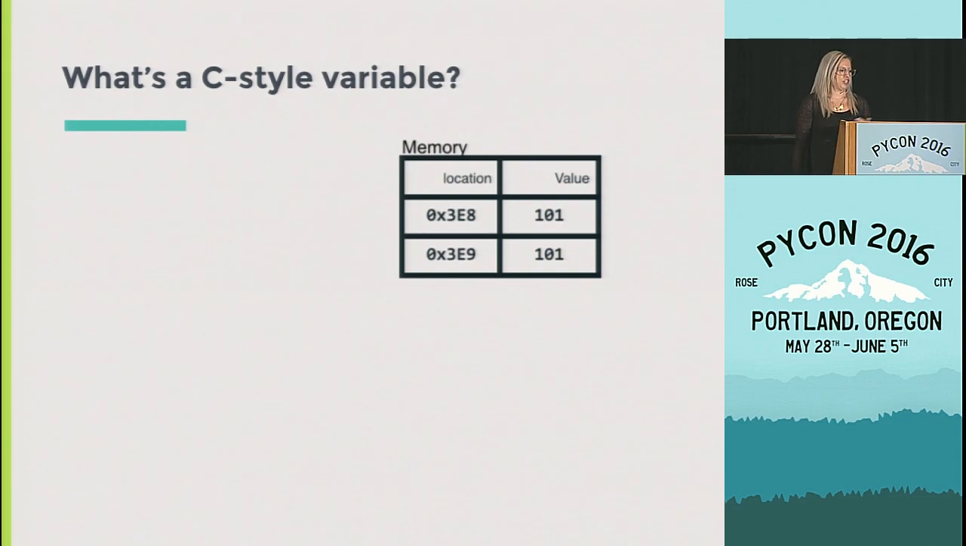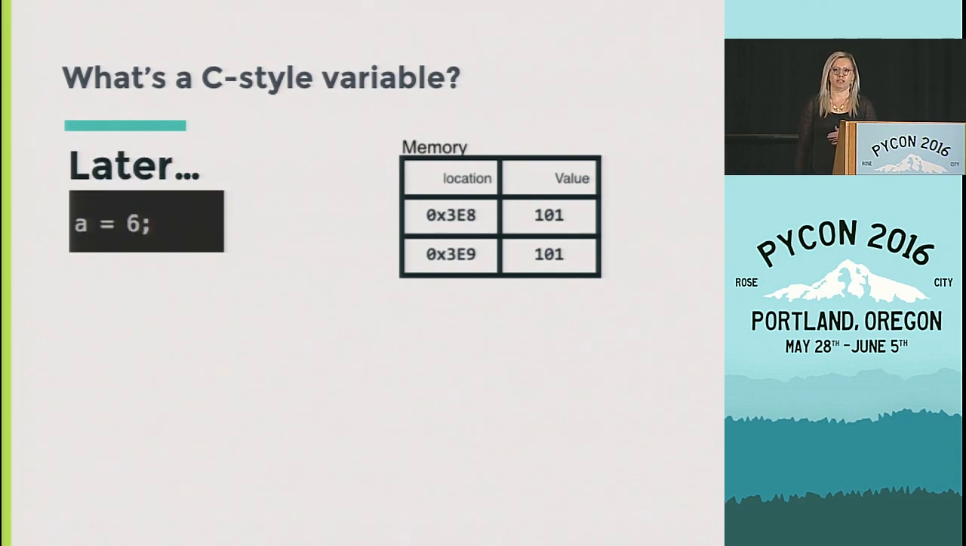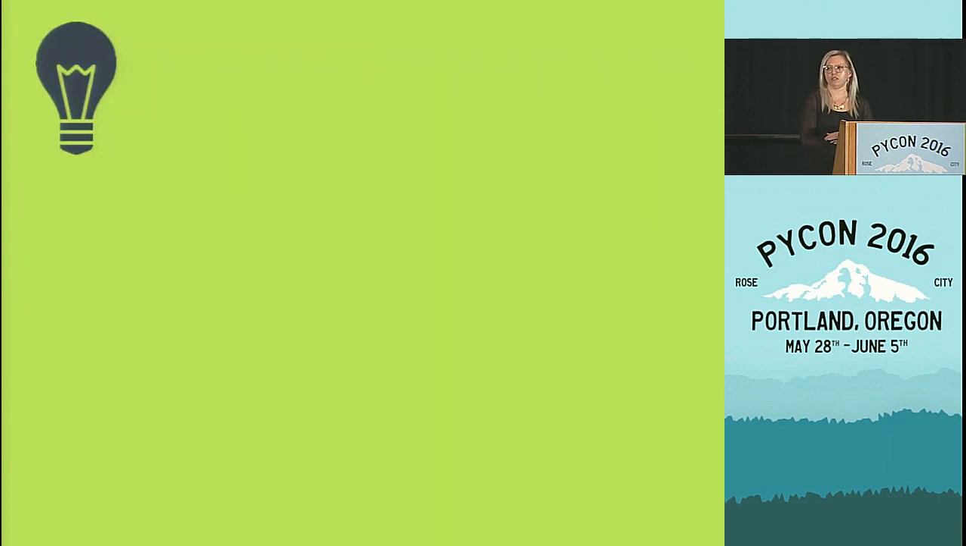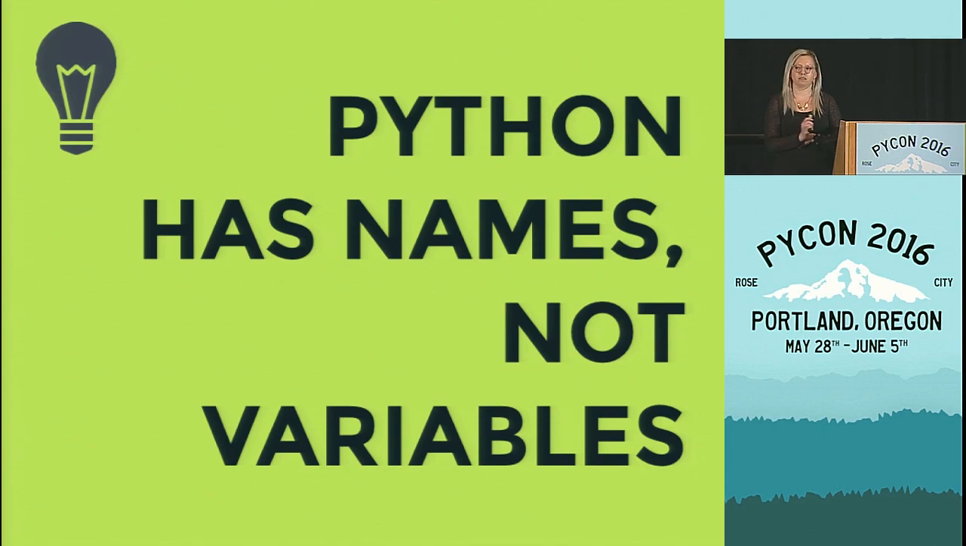When we change our style variable, so later on we say a equals 6, what's happening is that the data in that memory location gets overwritten. So now it's 6, and our old value is blown away. Now, here's the big idea. Python has names, not variables.